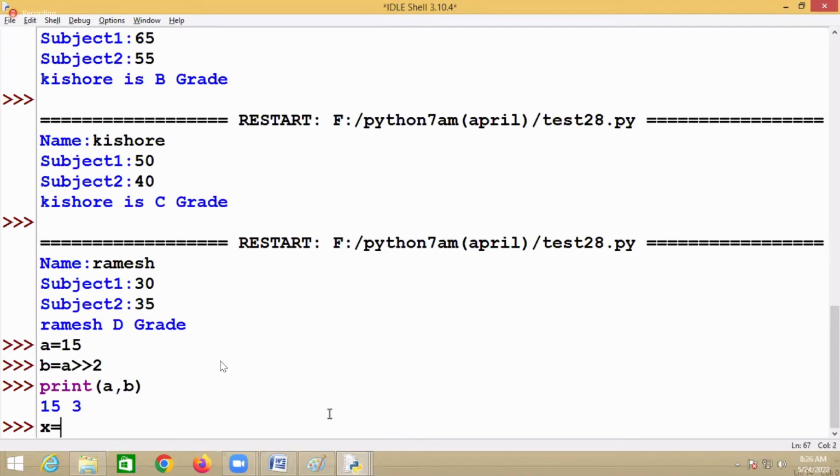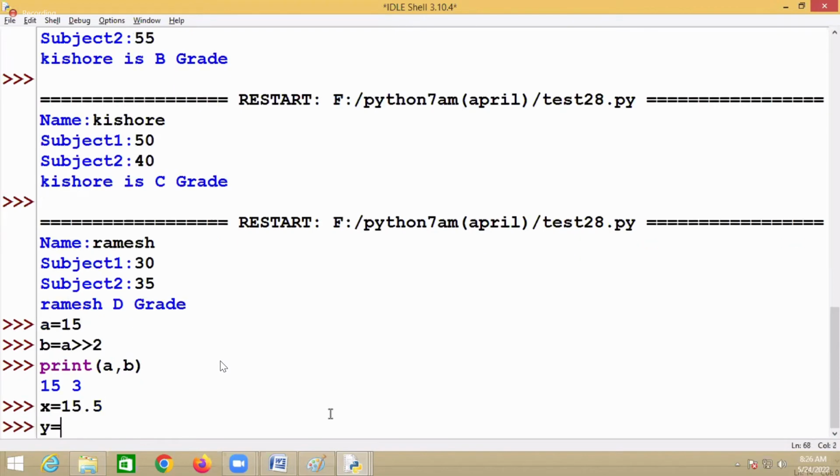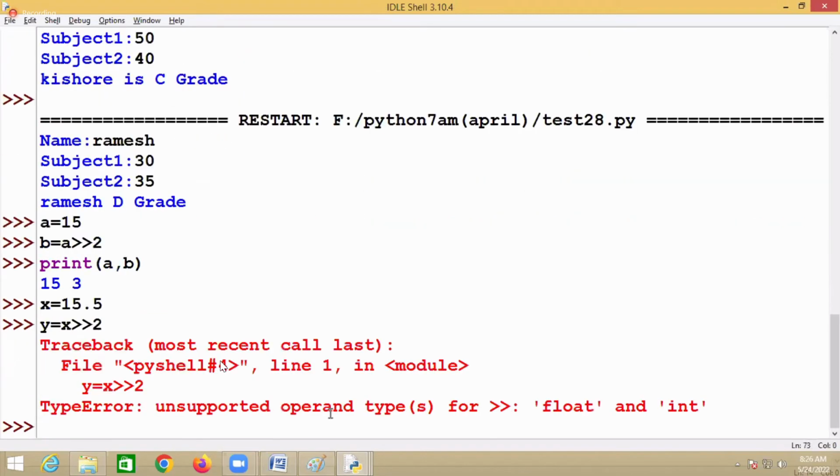The value of X is 15.5. The value of Y is X right shift 2. Then immediately it gives an error: unsupported operand types for the shift operator. I said the shift operator is used only on which type? Integer. But here X is an integer or float? Float. Then immediately it gives a type error, because X is not an integer, X is a float.